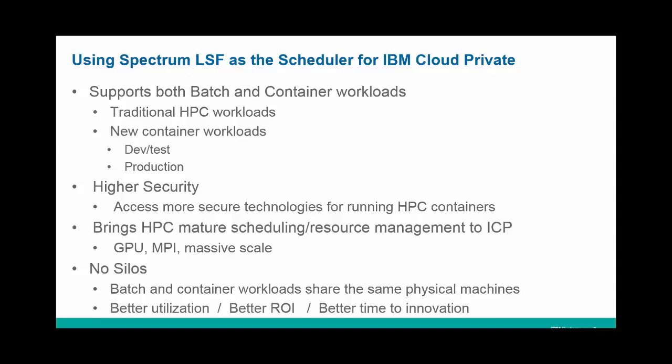But I think the big thing that we get from this configuration is that we don't have any silos, right? So we haven't created a silo specifically for running batch workloads and another silo specifically for running our IBM Cloud Private workloads. We have one shared environment where we're able to use all of those physical resources to run whatever workload that we want to run. So in this configuration, I think you can see that we get better utilization, which translates into better return on investment, which of course translates into better time for innovation.